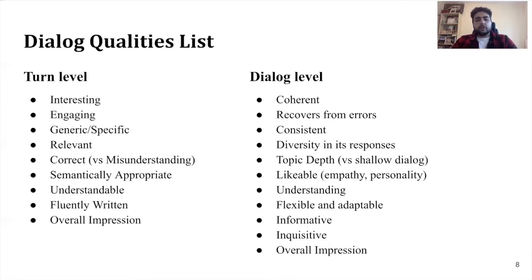Here's a list of all the dialogue qualities that we capture. At the turn level, we capture things like interesting, engaging, relevant, fluently written, and at the dialogue level, there are qualities like coherence, consistency, diversity, the adaptability of the system, whether it's inquisitive. To create the set of qualities, we looked at the literature and at the metrics and the qualities that people used to assess their systems. We tried to collect as many different qualities as possible so that we have a wide range of qualities and a diverse set of qualities.